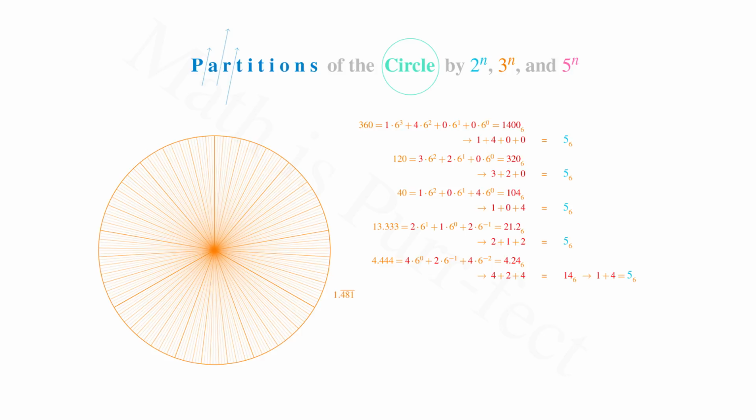Finally, dividing the circle by 243 gives us an angle measure of 1.481 bar degrees, where 0.481 bar is equivalent to 481 over 999. This can be written as 1 times 6 to the 0th, plus 2 times 6 to the negative first, plus 5 times 6 to the minus 2nd, plus 2 times 6 to the minus 3rd, or 1.252 base 6. Summing these digits gives us 1 plus 2 plus 5 plus 2, or 1 times 6 plus 4, that is 14 base 6, which of course reduces to 1 plus 4, or 5 base 6.